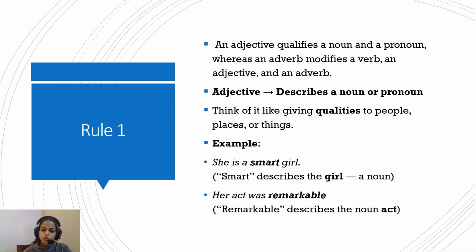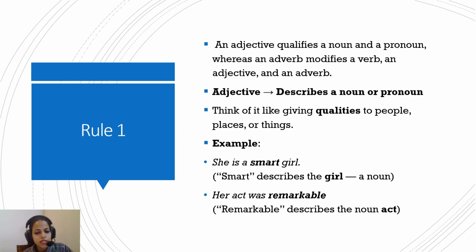Now, we get to the rule. Rule 1 says an adjective qualifies a noun and a pronoun, whereas an adverb modifies a verb, an adjective, and an adverb, pretty much following what the definition was. We have done this differentiation between adjective and adverb in the previous lectures as well. But since it's something important and often confuses students, we'll do this again here. What an adjective does, as is clear from the name, is describe a noun or a pronoun. Think of it like giving qualities to people, places, or things.